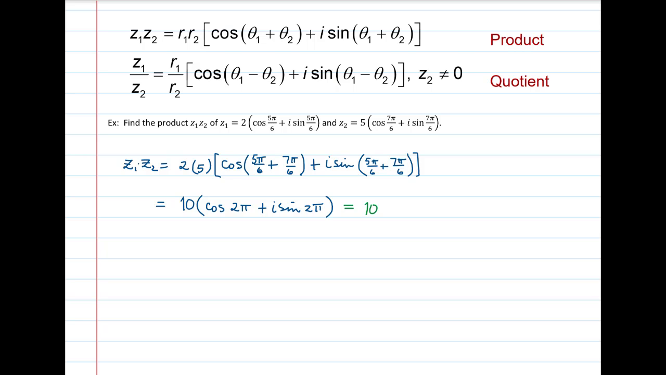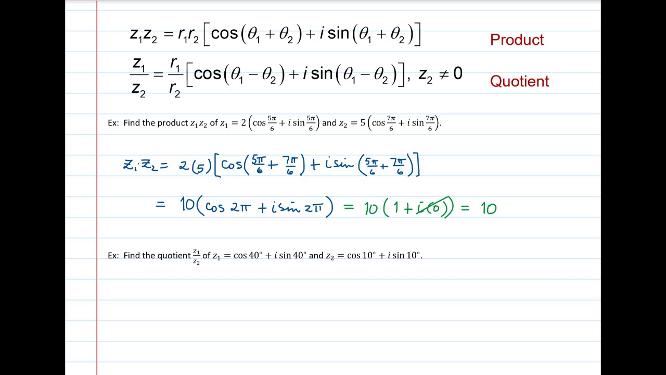Now, if you wanted to write this in standard form, we just evaluate, right? Cosine of 2 pi and sine of 2 pi. Well, cosine of 2 pi is just 1, sine of 2 pi is 0. So the imaginary part goes away, and I'll just get 10 times 1, which is equal to 10. So this whole product was just equal to 10, which is a real number. Okay, so now let's look at an example with a quotient.